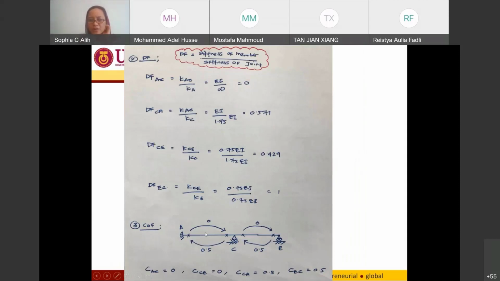Now for the carryover factor, from fixed to intermediate, there is no carryover factor because the fixed end is going to keep all the moment to itself. From intermediate to the end pin is 0, because the end pin couldn't keep the moment at the end of the calculation. And after that, from the end pin to the intermediate pin is going to be 0.5, and from the intermediate pin to the fixed support is going to be 0.5. So you have all the values that you need.